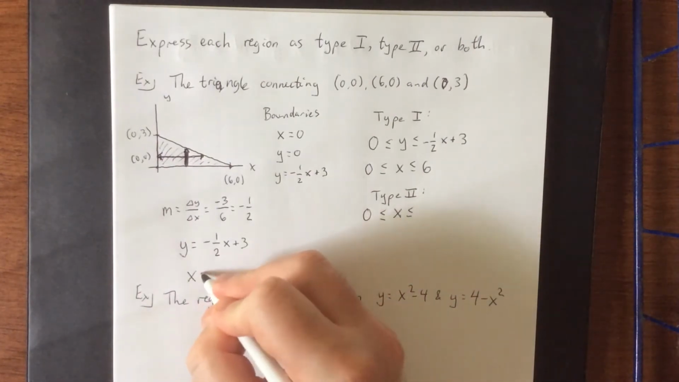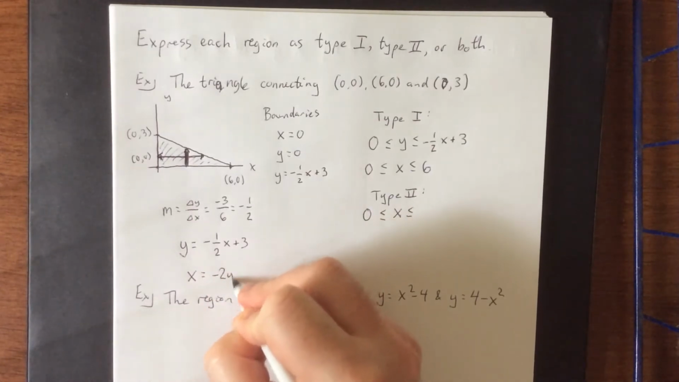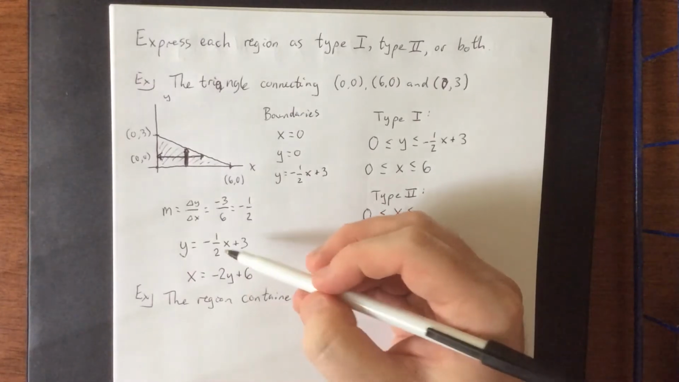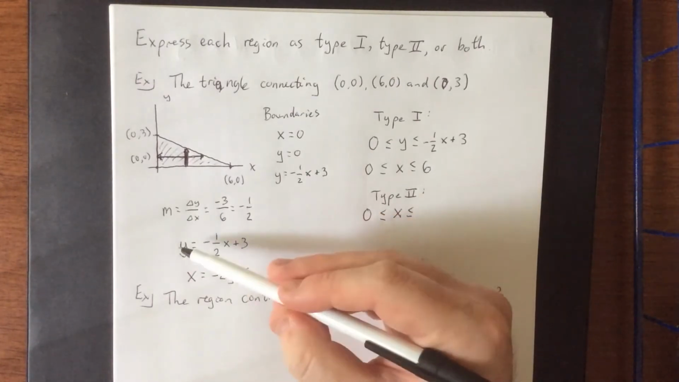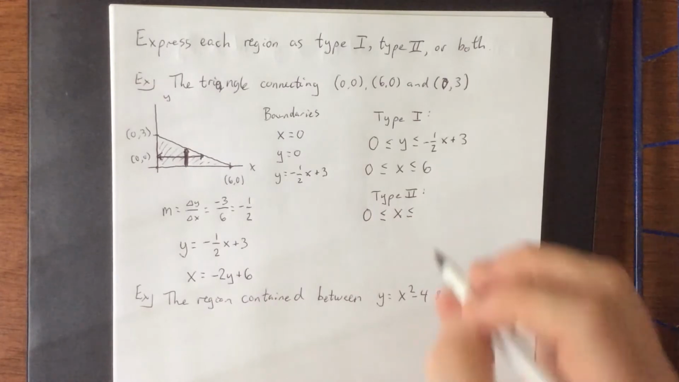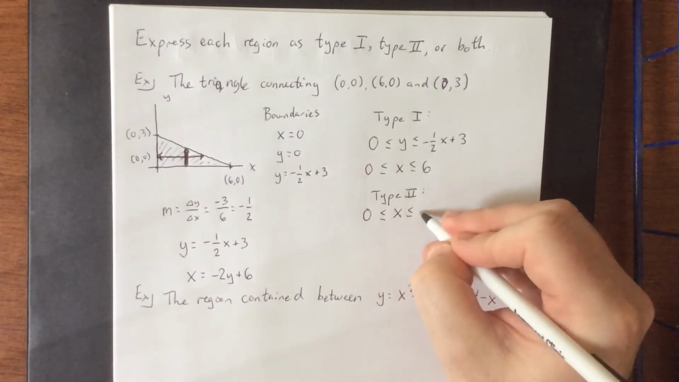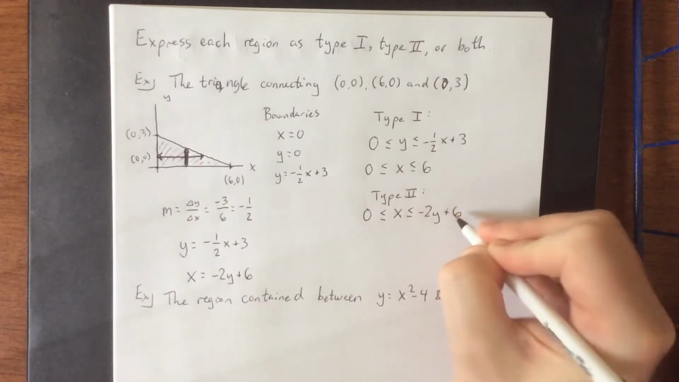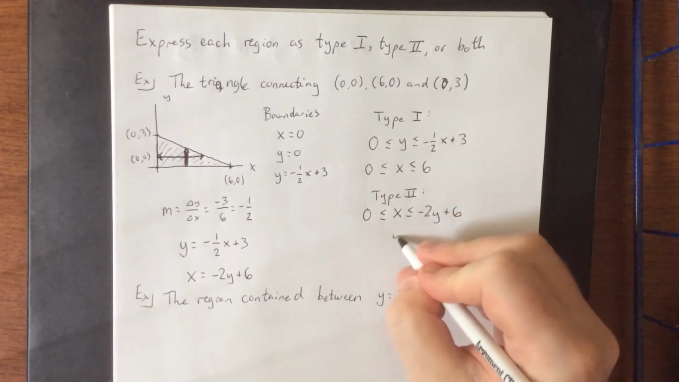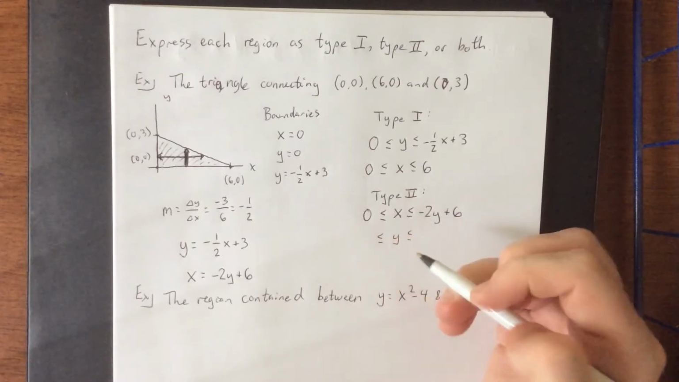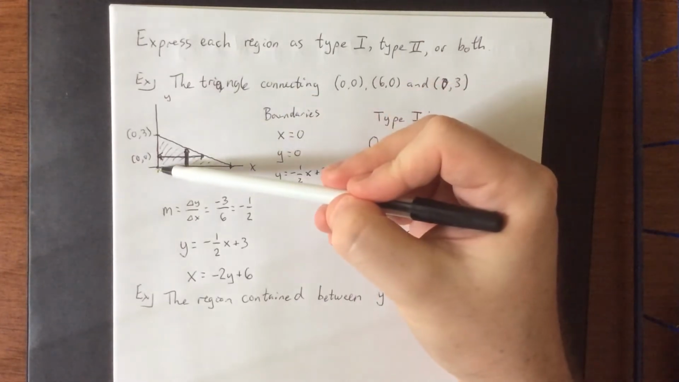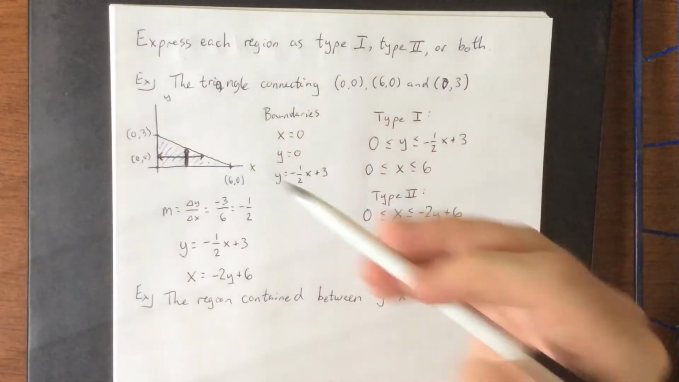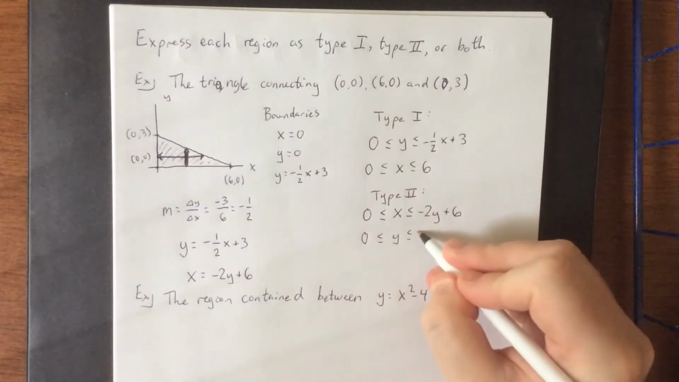Some quick algebra will let you know that if you solve this for x, you'll get x is equal to negative 2y plus 6. You can get that by multiplying both sides by 2, adding x, and subtracting 2y. So bounded on the left by x equals 0, bounded on the right by the line x equals negative 2y plus 6. Then y is going to be bounded from a constant to a constant. I see that bounding it below will be y equals 0, and bounding it above will be y equals 3. So we'll say that y goes from 0 to 3.